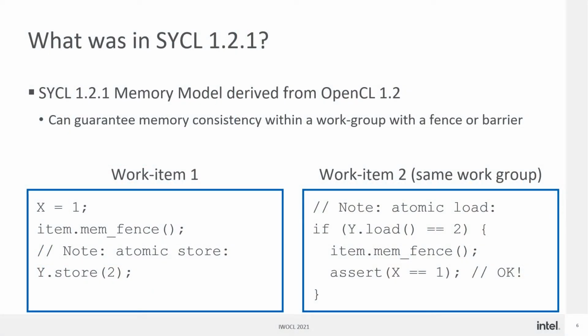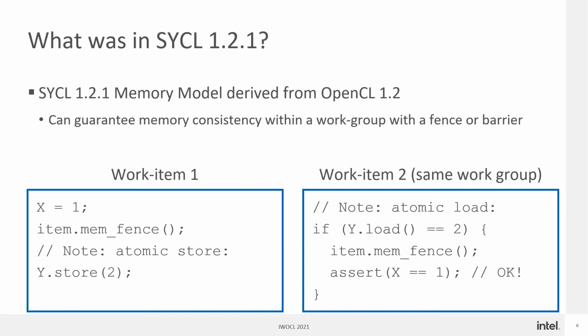So what was in SYCL 1.2.1? Well, SYCL 1.2.1 was intended to layer upon OpenCL 1.2, so the SYCL 1.2.1 memory model was closely derived from OpenCL 1.2. And what the OpenCL 1.2 memory model guaranteed is that we can have memory consistency within a work group by using a fence or a barrier.